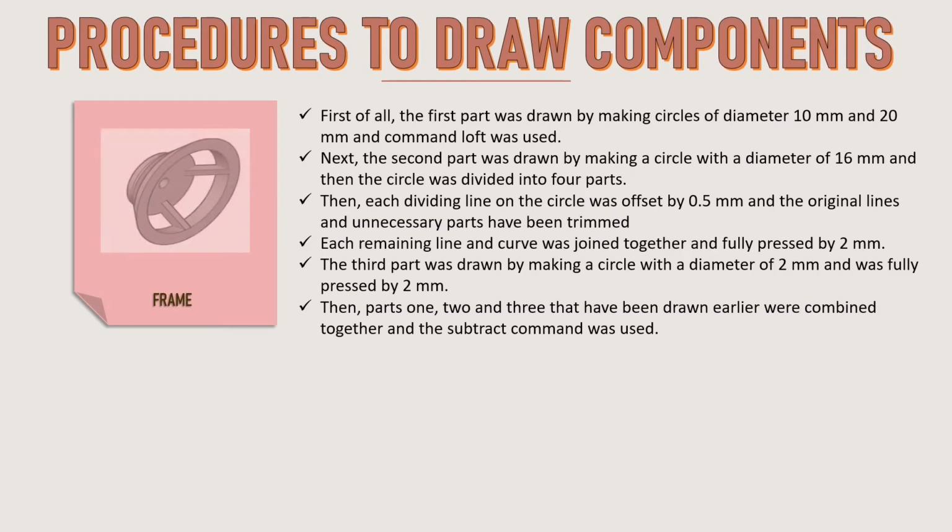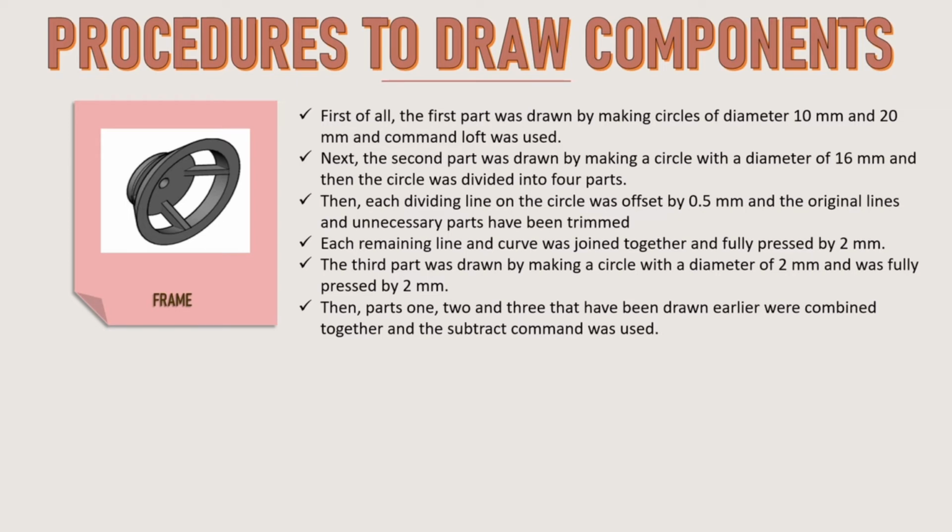Next is the frame. First of all, the first part was drawn by making circles of diameter 10mm and 20mm, and the common loft was used. Next, the second part was drawn by making a circle with a diameter of 16mm, and then the circle was divided into 4 parts. Then, each dividing line on the circle was offset by 0.5mm, and the original lines and unnecessary parts were trimmed. Each remaining line and curve was joined together and fully pressed by 2mm.